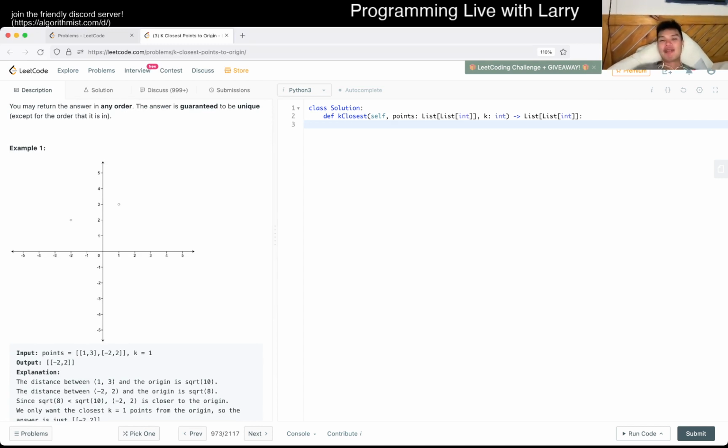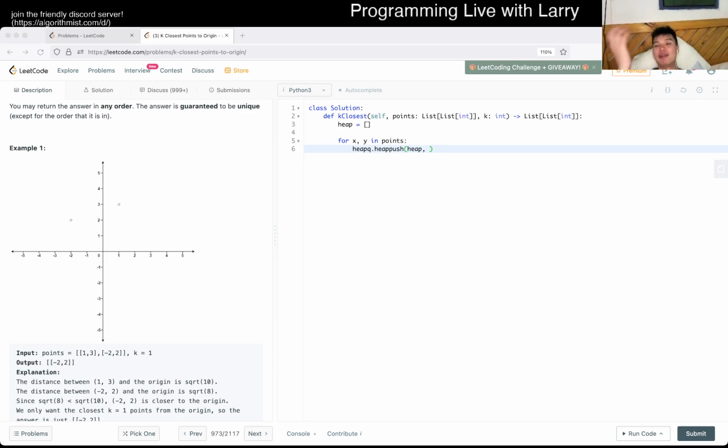But this one, like we said, let's just do it then. We have the heap. So for x, y in points, let's see. We want to push. I always have to take a second to remember what the syntax is in Python because it's a little bit awkward, even though it is a min heap instead of a max heap. But I always put things into a tuple.